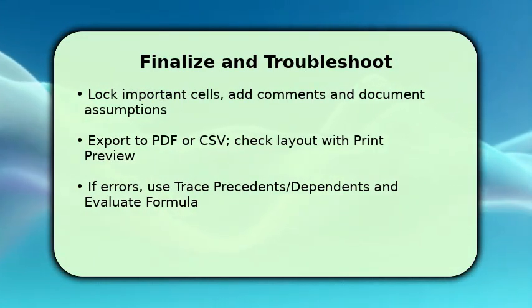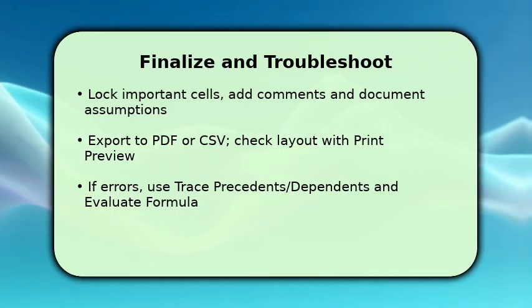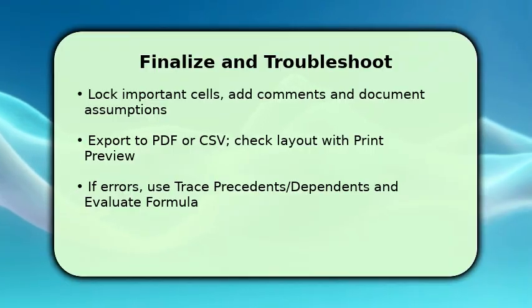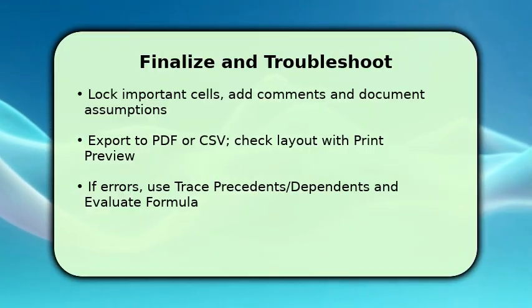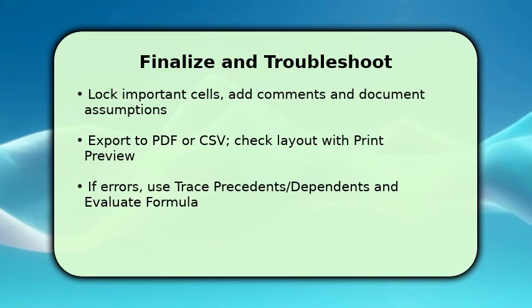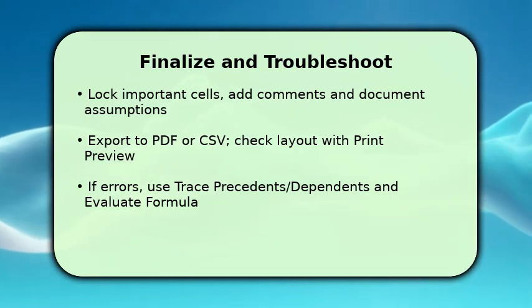Lock key cells, add comments explaining assumptions, and set a clear file name. Once done, adjust print preview and export to PDF or CSV depending on recipients, making sure column widths and headers print correctly. If results look wrong, use trace precedents and dependents or evaluate formula to step through calculations.